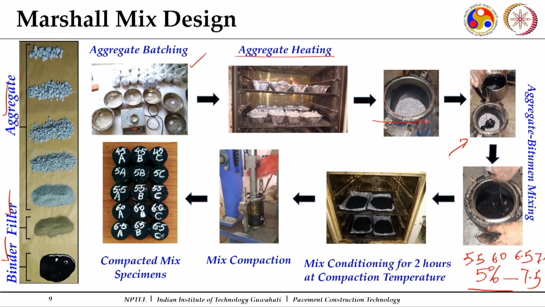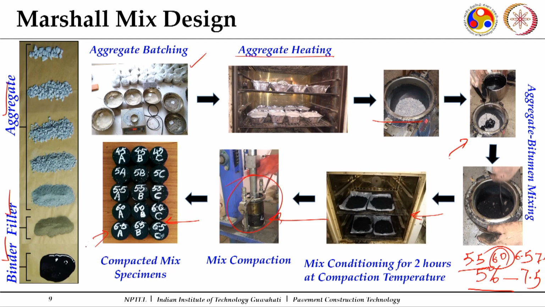I will first pour the binder corresponding to one trial binder content, and then it will be mixed. Then we condition it in the oven, bring it to the compaction temperatures, and compact it, and here you get your specimens.